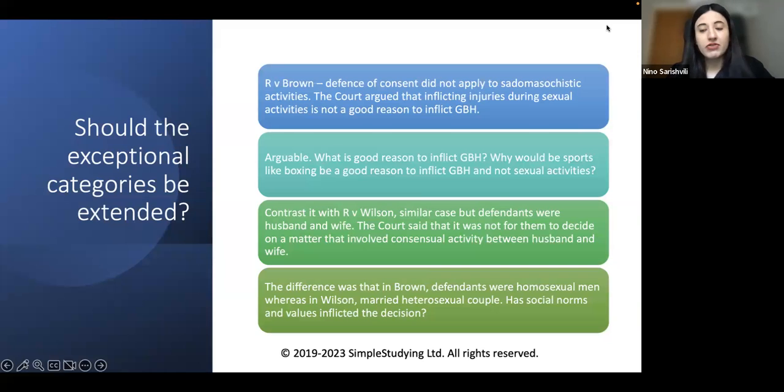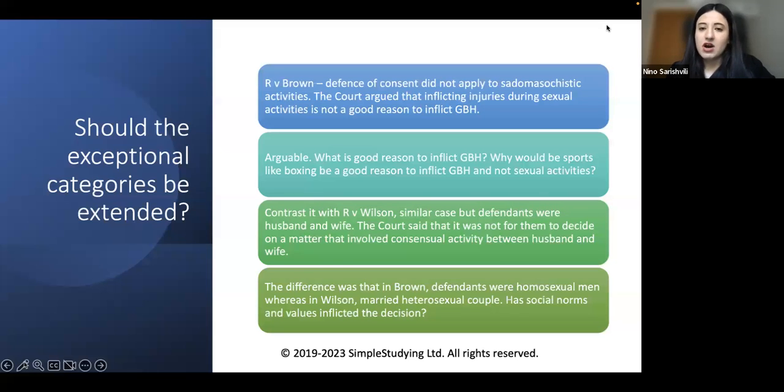I can definitely agree with surgery. It is a good reason to inflict GBH. However, things like religious reasons, sports, tattoo and piercing, that's arguable if it's a good reason to inflict GBH.